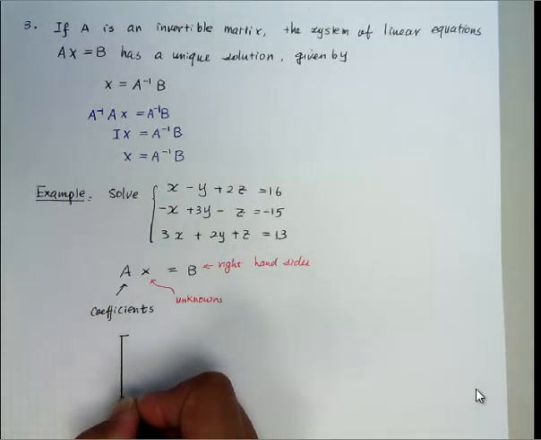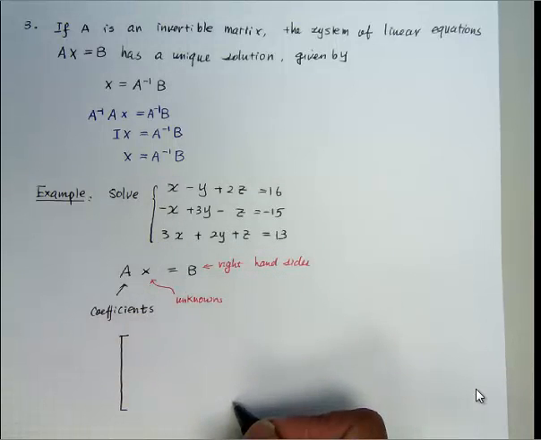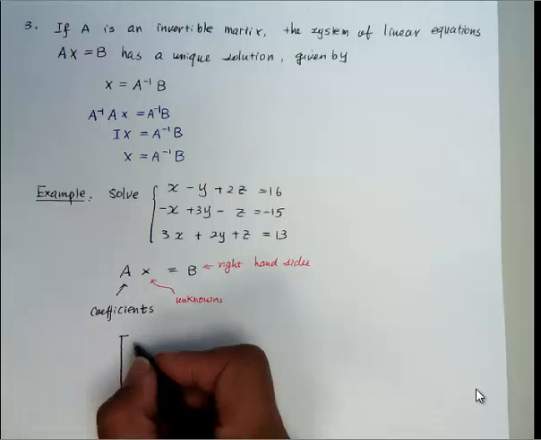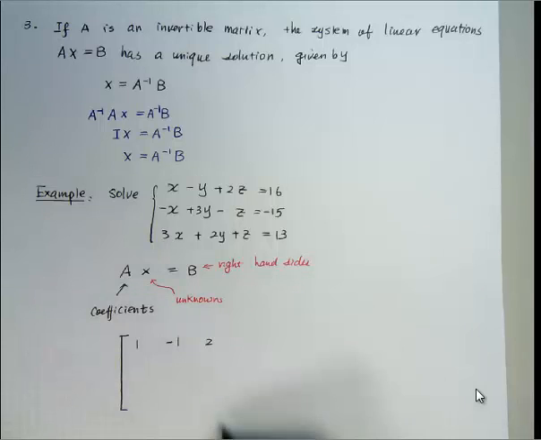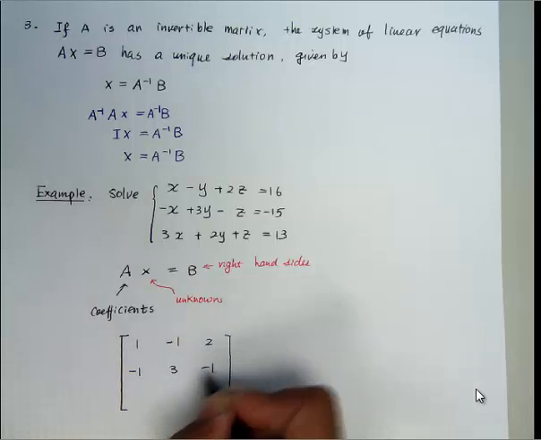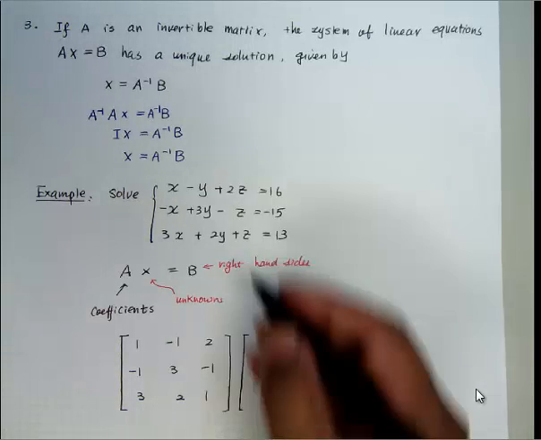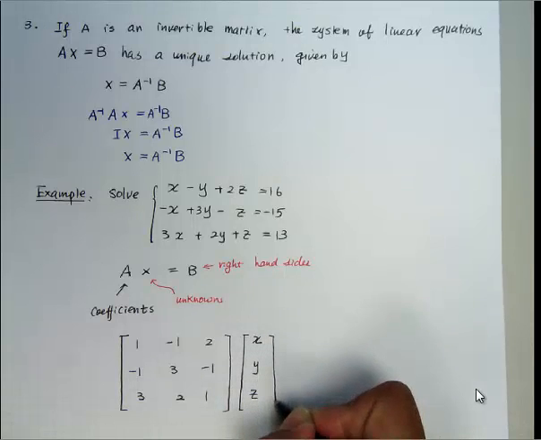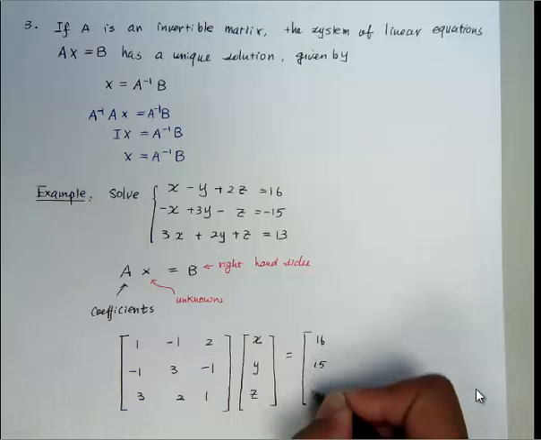Let's take a look at our problem and how to write our matrix equation. Columns correspond to the variables, and each row corresponds to an equation, just like the augmented matrix. So the x coefficient is 1 for the first equation, the y coefficient is negative 1, the z coefficient is 2. The second one is negative 1, 3, negative 1. The unknowns are x, y, and z. That equals the right hand side 16, negative 15, and 13.